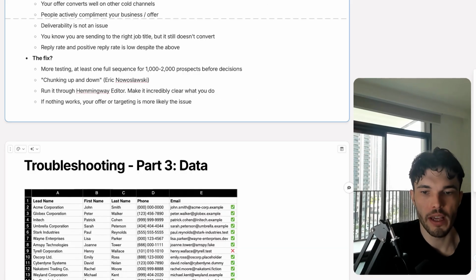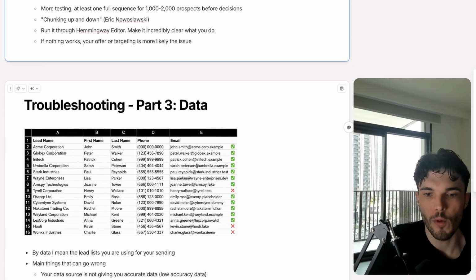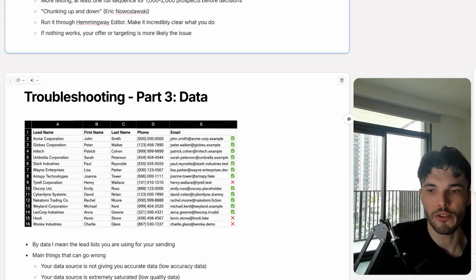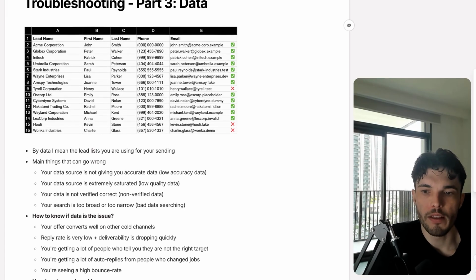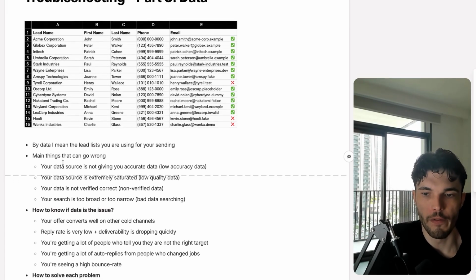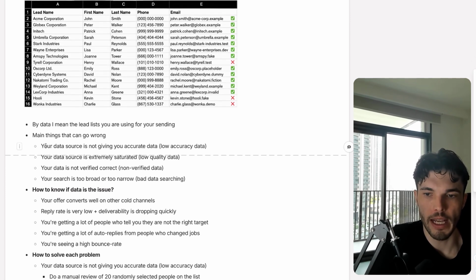The next part here is regarding data. So this would be the contact data that you use for your campaigns. Now, the main things that can go wrong are the following. The first one is your data source is not giving you accurate data, so you have low data accuracy. Second thing is your data is extremely saturated. This is what I'd call low quality data.